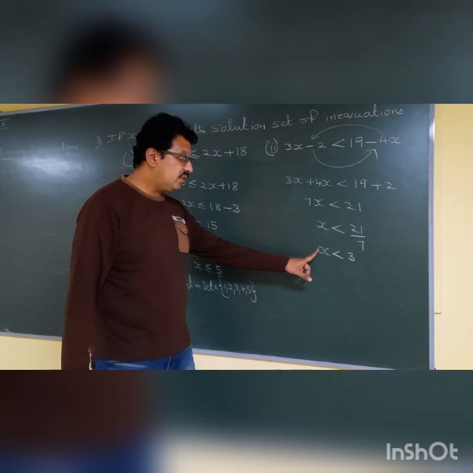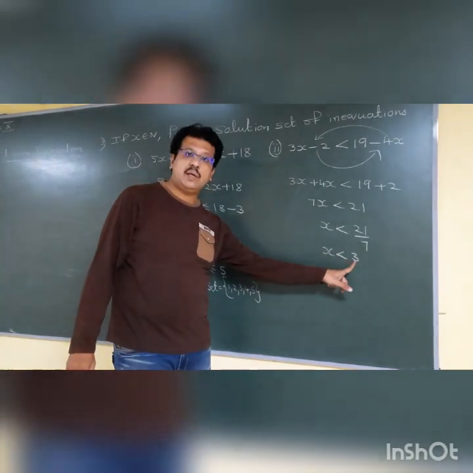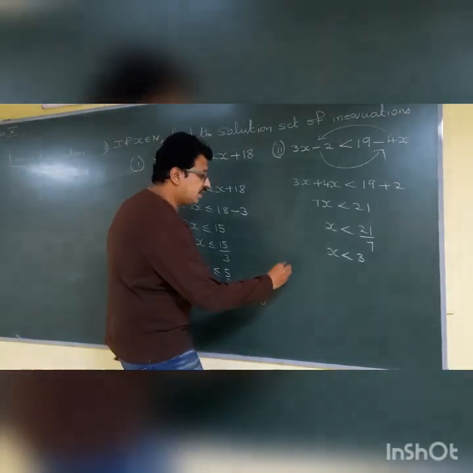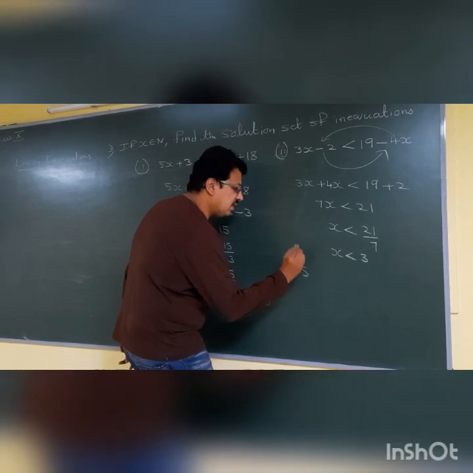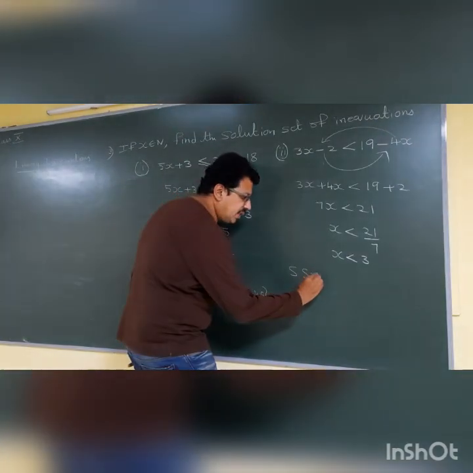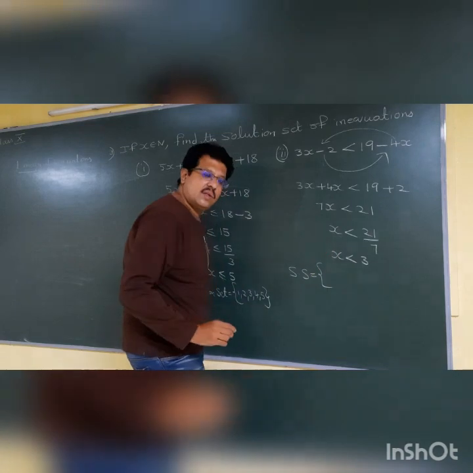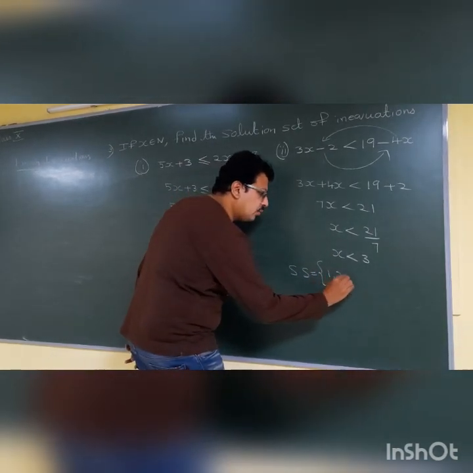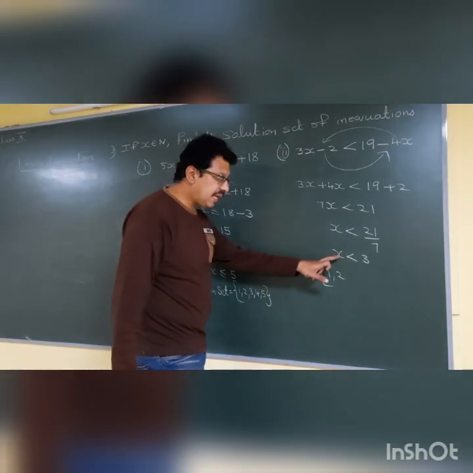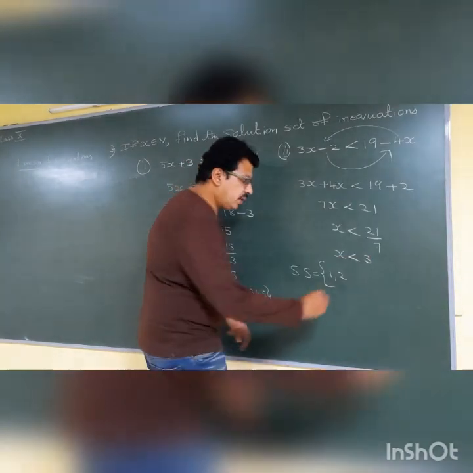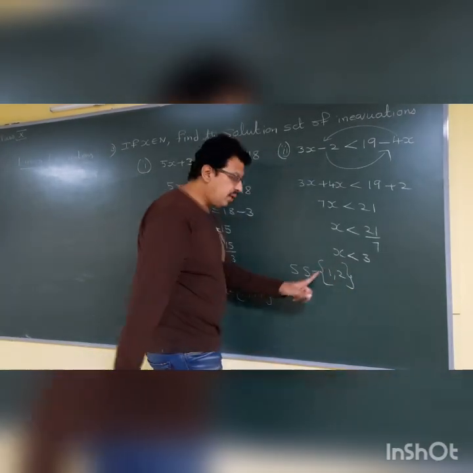So you can see very clearly, children, x is less than 3. The solution set is {1, 2}. Less than 3 means 1, 2. You don't write 3 because it says x is less than 3. So less than 3 means you should not write 3. It's only 1 comma 2. That's all.